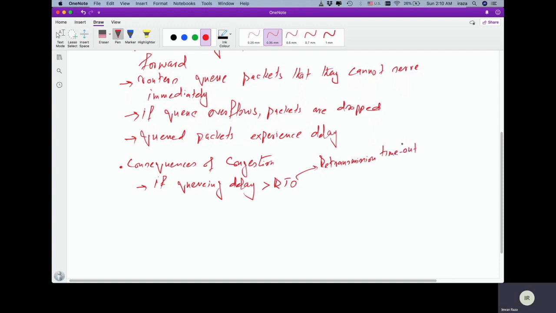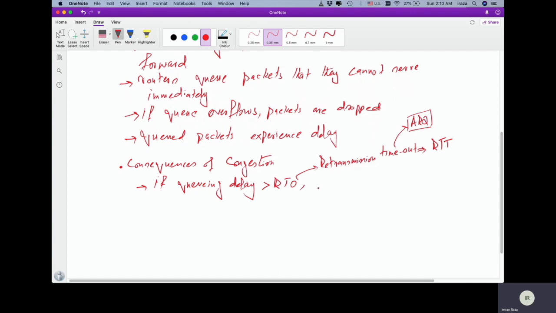And retransmission timeout, RTO, basically triggers a retransmission or automatic repeat request. We are familiar with this concept, right? We have covered it in the earlier lectures. And obviously this retransmission timeout is calculated based on round trip time that we'll be discussing in detail in today's lecture. So if the queuing delay is greater than the retransmission timeout, what will happen?